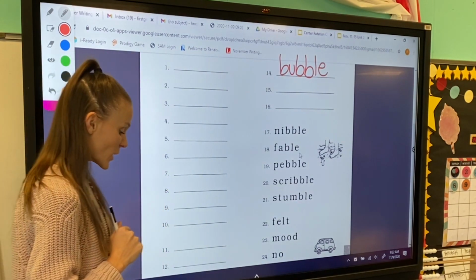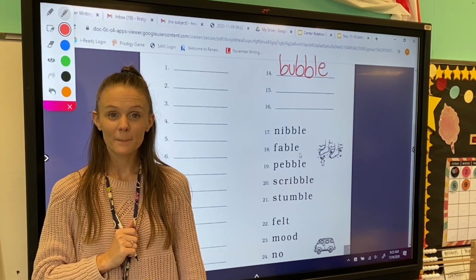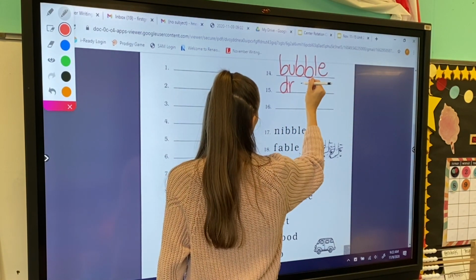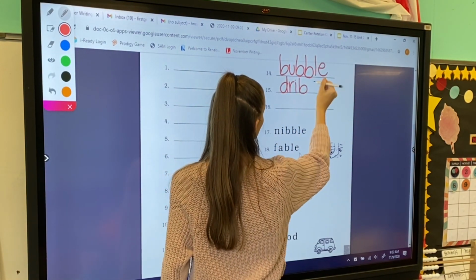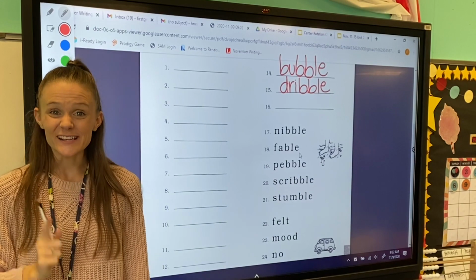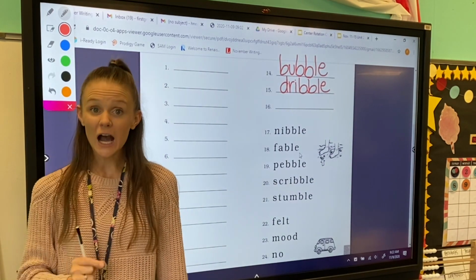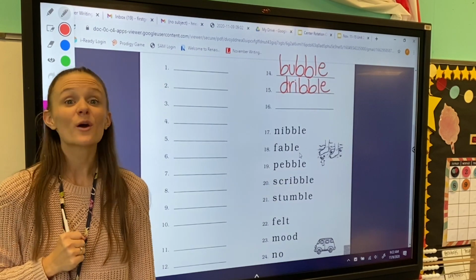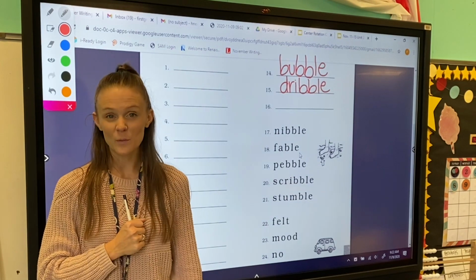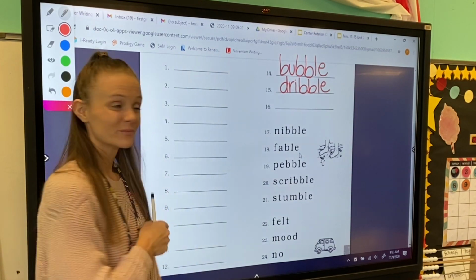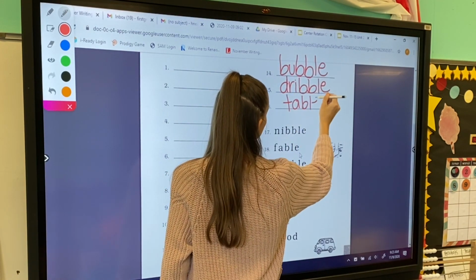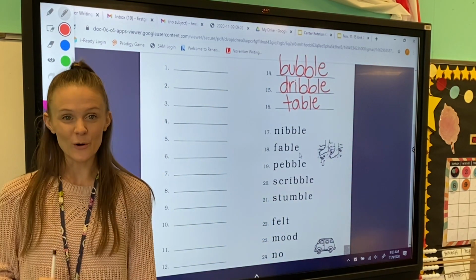For number 15, we're going to spell the word dribble. Dribble. So I hear d, ib, drib, bull. Dribble. And notice both of those words have double consonants in them. They have two B's right next to each other. For number 16, we're going to spell the word table. Table. So I hear t, a, bull. To spell the word table.